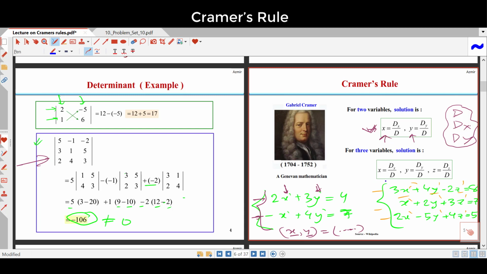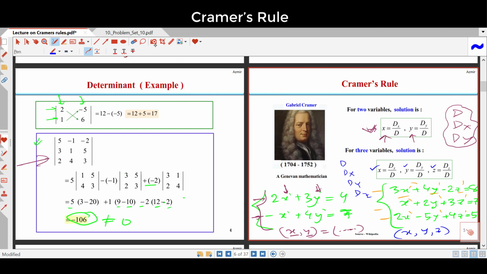Now if we have to solve this system, that means we are going to find the value of x, y and z. So if we have three equations with three variables x, y, z, then x, y and z can be found by this way. So x equals d sub x divided by d, y equals d sub y divided by d, z equals d sub z divided by d. All these d, dx, dy and dz are nothing but determinants. So we are going to learn now Cramer's rule.